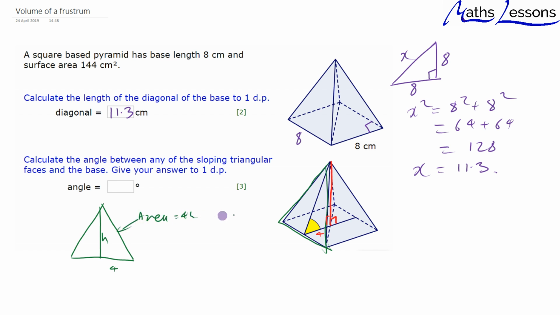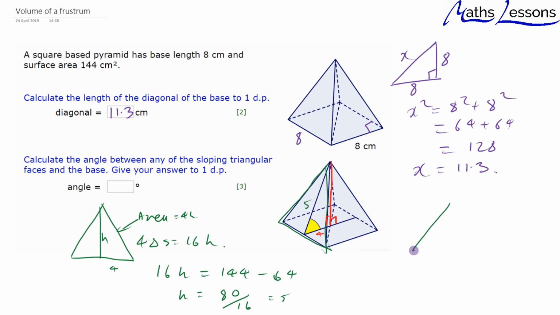So the area equals 4h. So the area of all the triangles, so 4 triangles, will equal 16h. And that's going to equal 144 minus the base area, which is 64. So 16h will equal 144 minus 8 times 8, which is 64. So therefore h will equal 80 over 16, which equals 5. So we now know that distance there is 5.